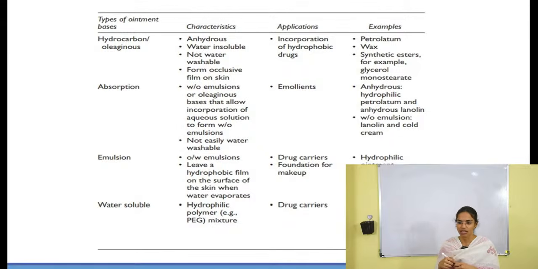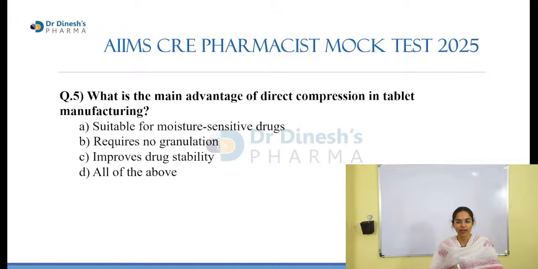Next question, please. The next question is, what is the main advantage of direct compression in tablet manufacturing? That was a very simple question, and sometimes we get confused. These types of questions are usually given in competitive examinations to confuse the aspirants. What we usually think is, do we really get such simple questions in the examination?